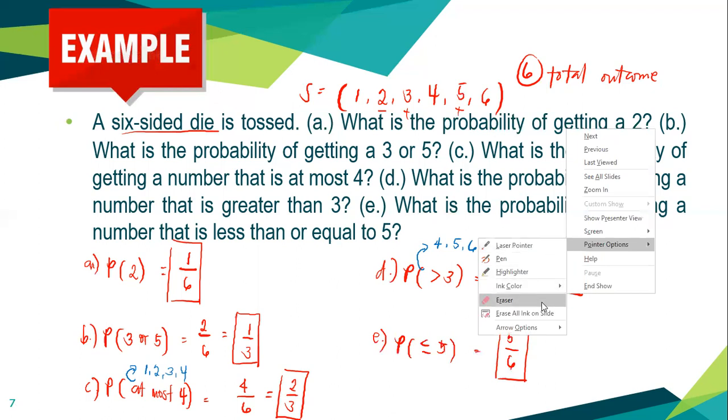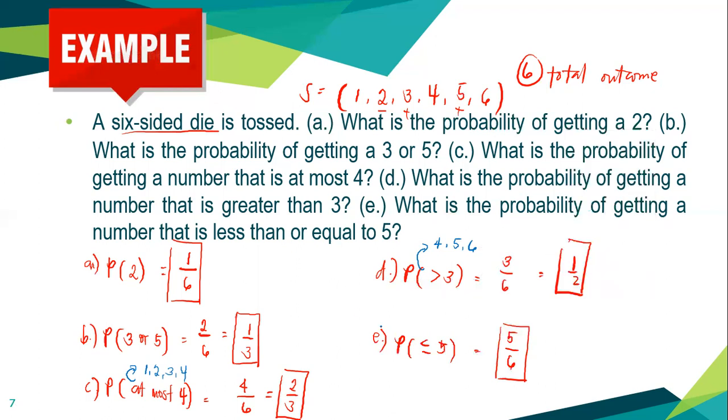So let's put again those numbers. We have here less than or equal to 5 is 1, 2, 3, 4, and 5. That's 5. So we have 5 over 6. Okay. And that concludes our discussion on how to solve or get the probability of a certain event. So hope you understand our lesson for today.